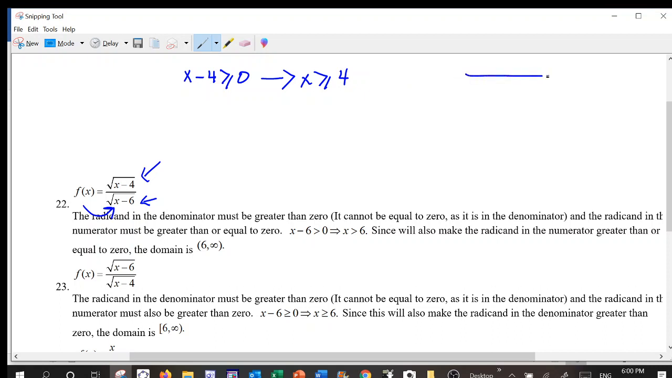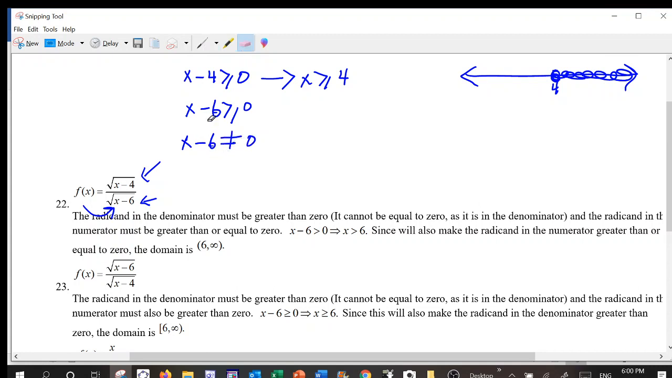That means here's 4. 4 is good, and everything after is good. That would make sense for the numerator. But what's the problem with the denominator itself? Well, the denominator, this x minus 6, first of all, has to be greater than or equal to 0. But x minus 6 cannot be 0, right?